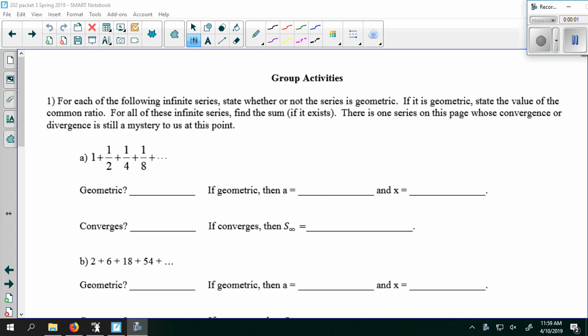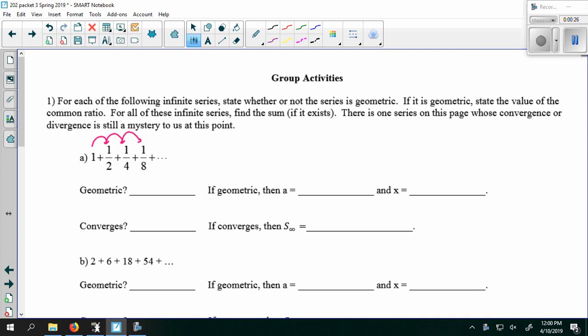So for each of the following infinite series, state whether the series is geometric. If it is geometric, state the value of the common ratio, and then find its sum. And there's one series on this page whose convergence or divergence is still a mystery. Okay, so I have to analyze, is there some number, a constant number, that I multiply by to get from one term to the next?